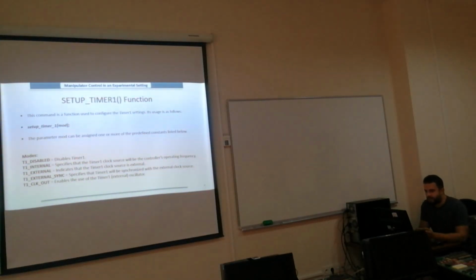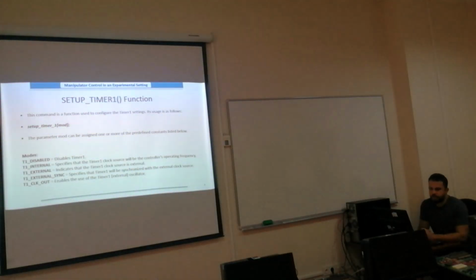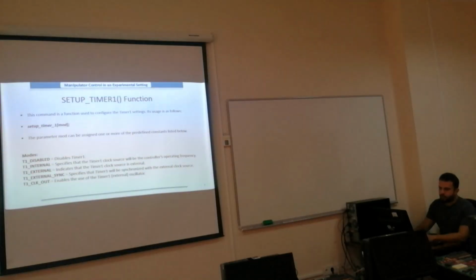Now I'm going to talk about some specific functions of the timer 1 module. Setup timer 1 function. This command is a function used to configure the timer 1 settings. Its usage is given, and a usage example is given. The parameter mode can be assigned one or more of the predefined constants listed below. The modes are: timer 1 disabled, which disables the timer 1. Timer 1 interval specifies that the timer 1 clock source will be the controller's operating frequency. Timer 1 external indicates that the timer 1 clock source is external. Timer 1 external synchronous specifies that timer 1 will be synchronized with the external clock source. Timer 1 clock out enables the use of the timer 1 external oscillator.